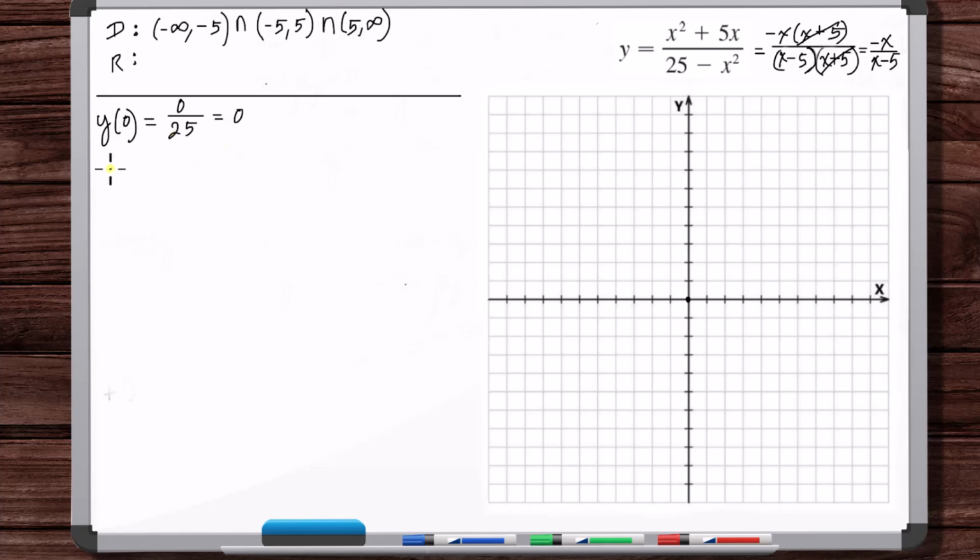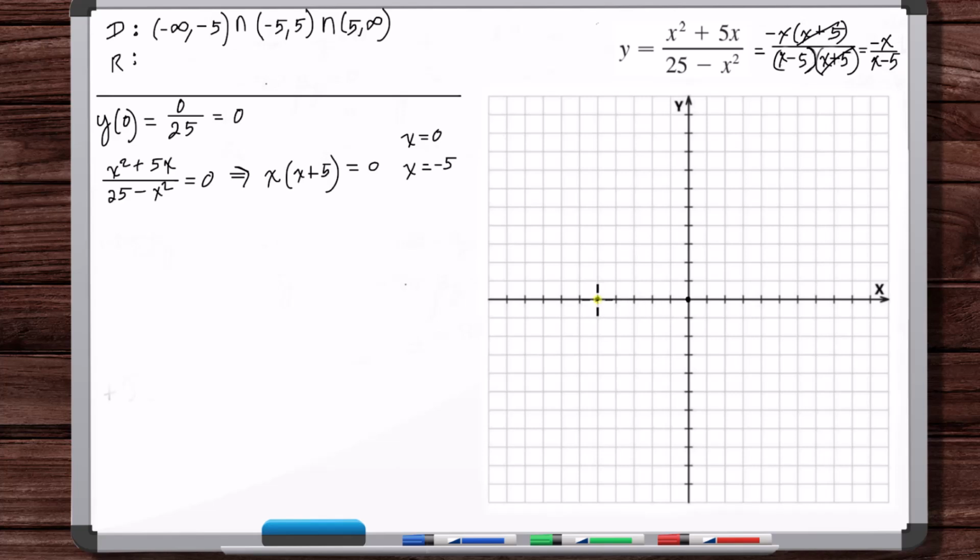All right, now let's set y equal to 0 and solve for x to get the x-intercepts. And so this x squared plus 5x is equal to 0. That's what we're solving for. So x times x plus 5. So x is equal to 0 and x is equal to minus 5. All right.